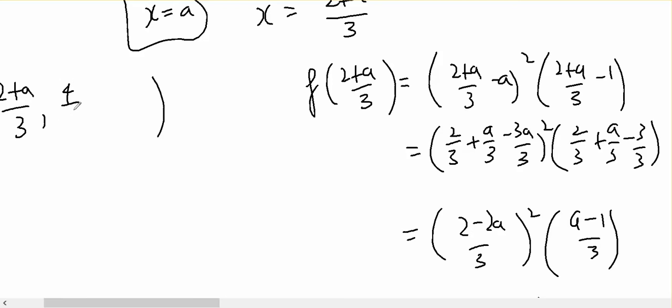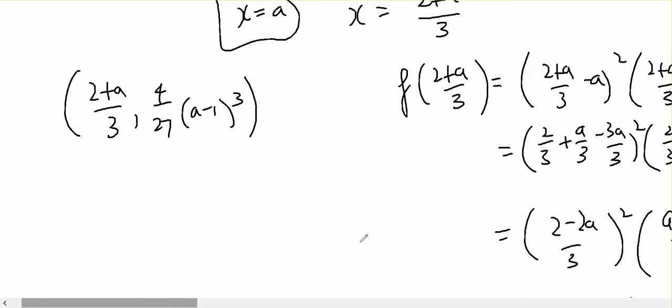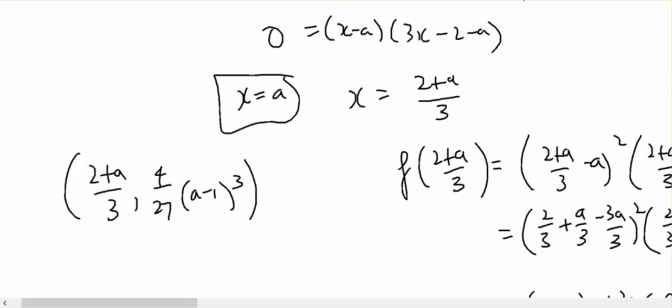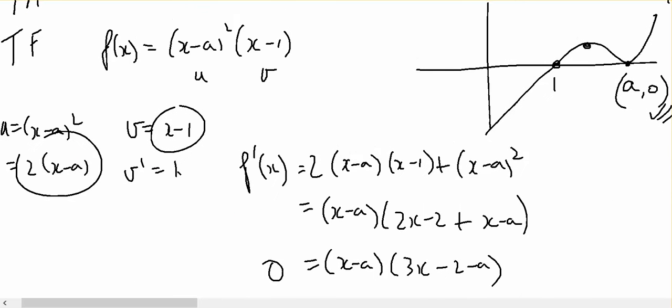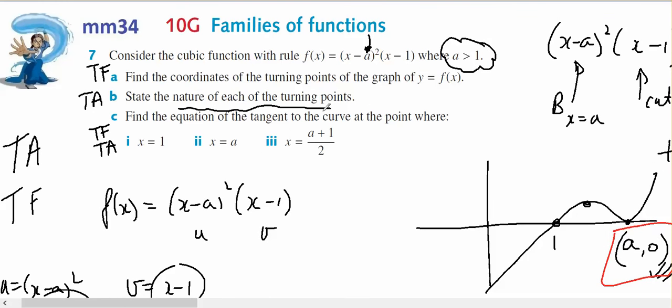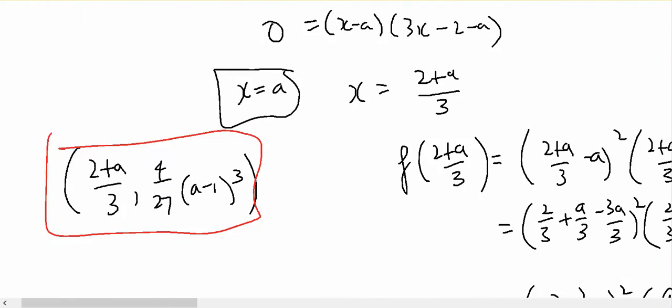So 4 on 27 (a minus 1) cubed is the y coordinate. So they are my two stationary points, or turning points, this one and this one. Now the next part of the question: state the nature of the turning points.